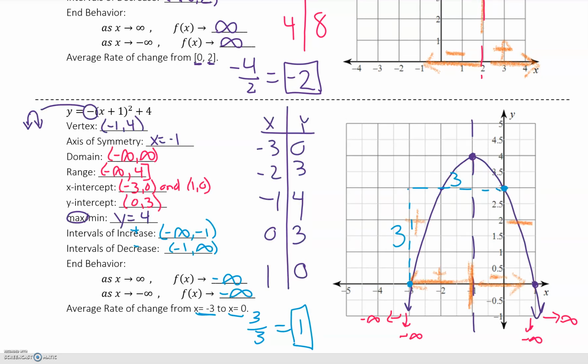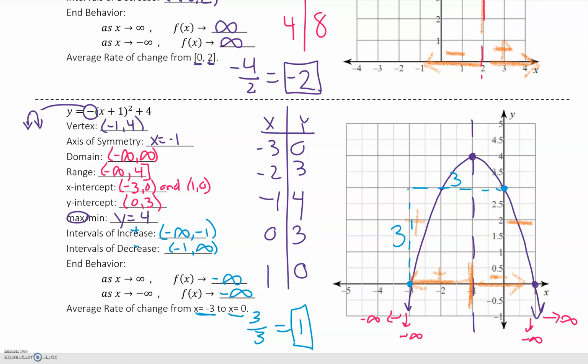All right, so here is that last example. It should be opening down. Your vertex is at (−1, 4). From that, you get your axis of symmetry and your max, which is at y equals 4. Domain is negative infinity to positive infinity, range from negative infinity to 4. Your x-intercepts are nice, and they're plotted for you already. You don't have to solve for them. Your y-intercept, nice and pretty.